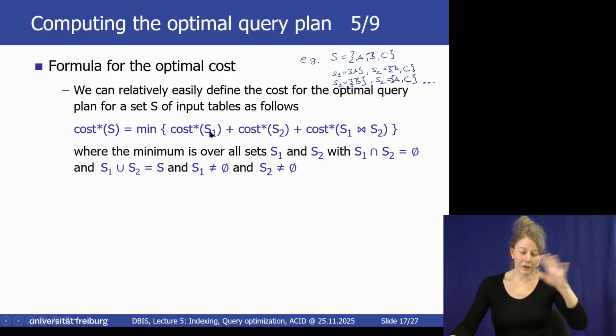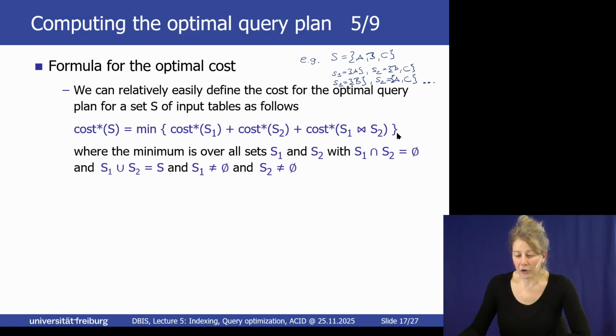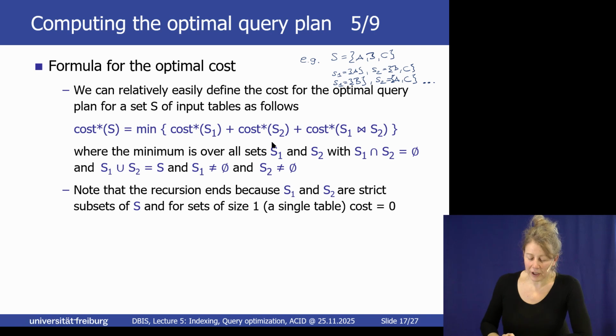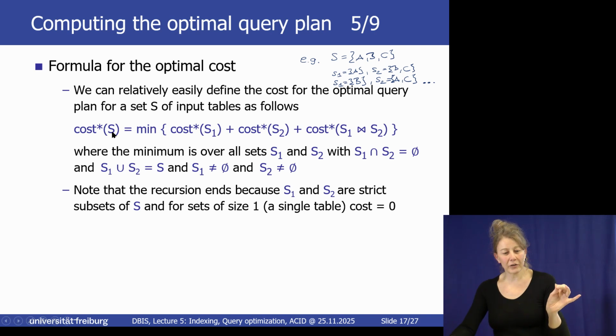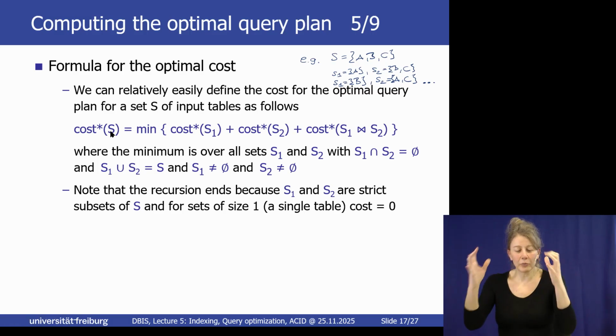It's just the cost of this one plus the cost of this one, plus the cost of doing the join: the optimal cost of doing this join operation. The cost star is just what one imagines. This is a recursive formula, and I will have a slide just on recursion. This obviously ends, because this is really just looking at the last join I'm doing. It has to be something.